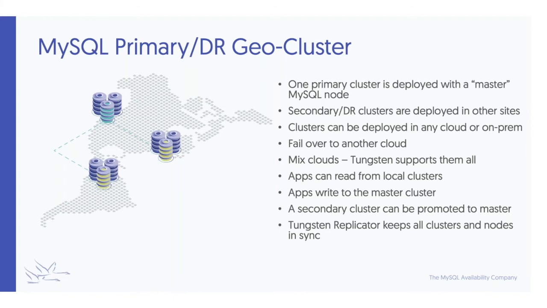And what this does is it allows a cluster and application servers to be deployed close to our users. And we could pick the regions that we want to deploy in so that we give the users the best user experience possible. If we have a regional outage, we can fail over the master cluster to one of the secondary clusters and promote it to master.